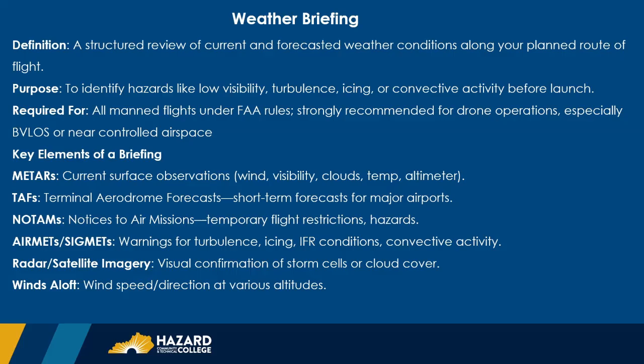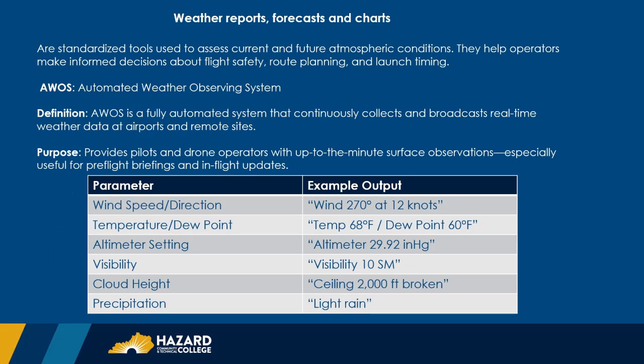The key elements of a briefing: METARs, current surface observations, wind, visibility, clouds, temperature, altimeter, and the TAFs, terminal aerodrome forecasts, short-term forecasts for major airports. Then NOTAMs, notices to air missions, temporary flight restrictions, and hazards. Weather reports, forecasts, and charts are standardized tools used to assess current and future atmospheric conditions. They help operators make informed decisions about flight safety, route planning, and launching time.